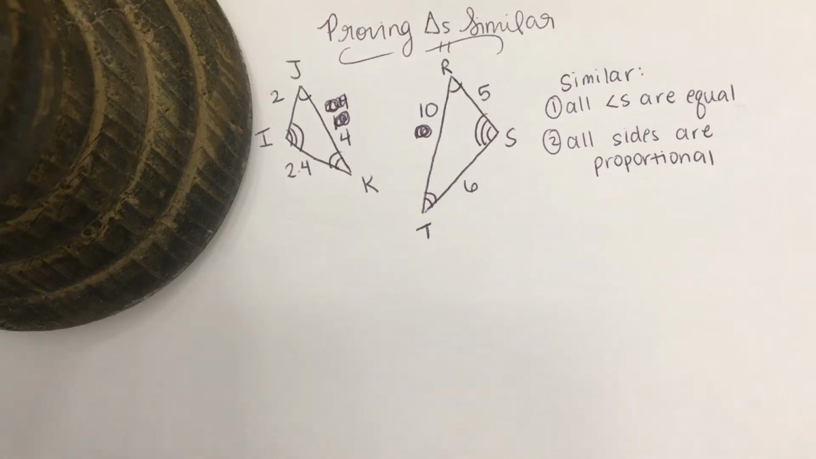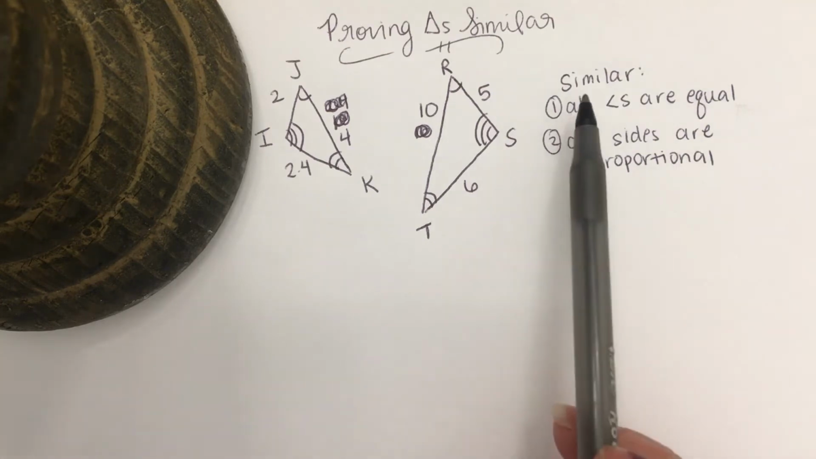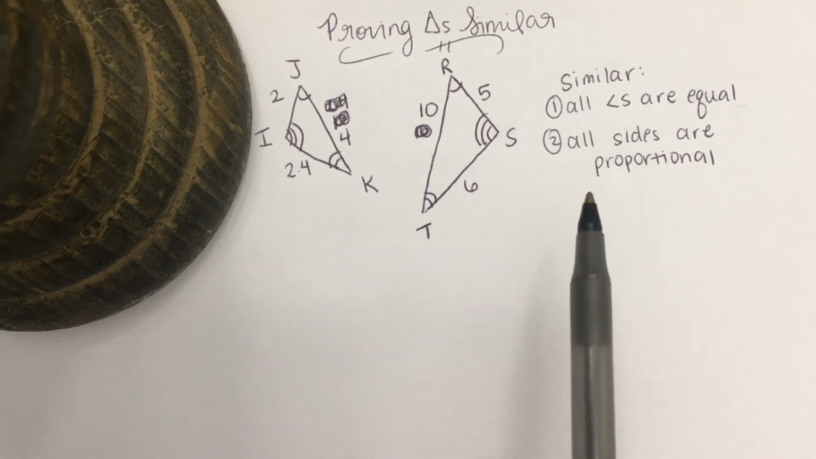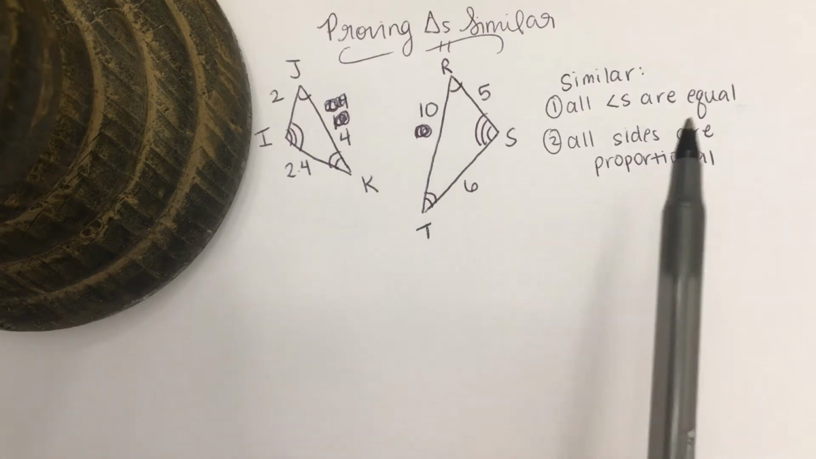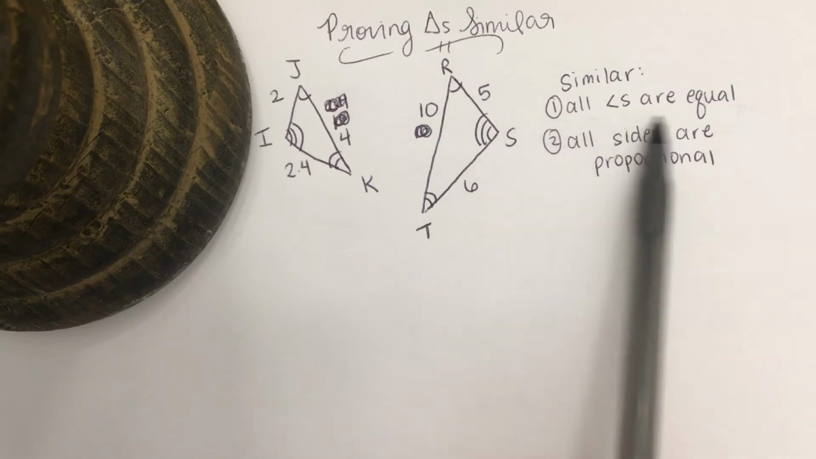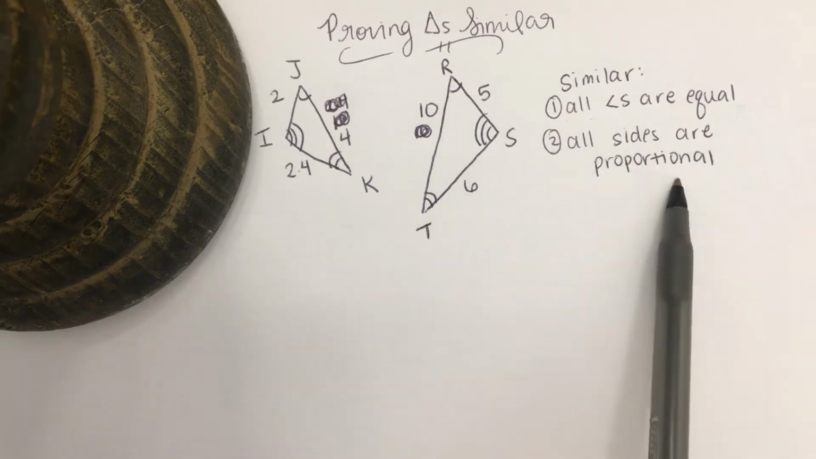All right, we're going to take a look at how to prove two triangles similar in this video. Just as a quick recap, similar means same shape, different size. It's either had an enlargement or a reduction. It's either gotten bigger or smaller. In order to do that, we have to do two things. We have to show that all angles are equal, and we have to show that all sides are proportional.